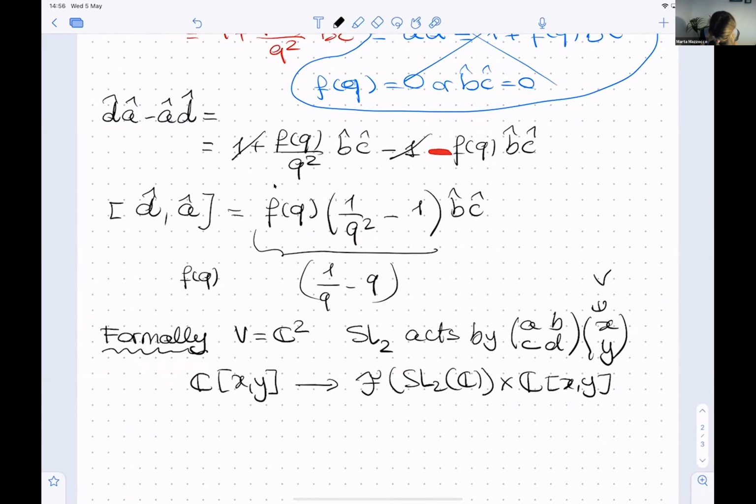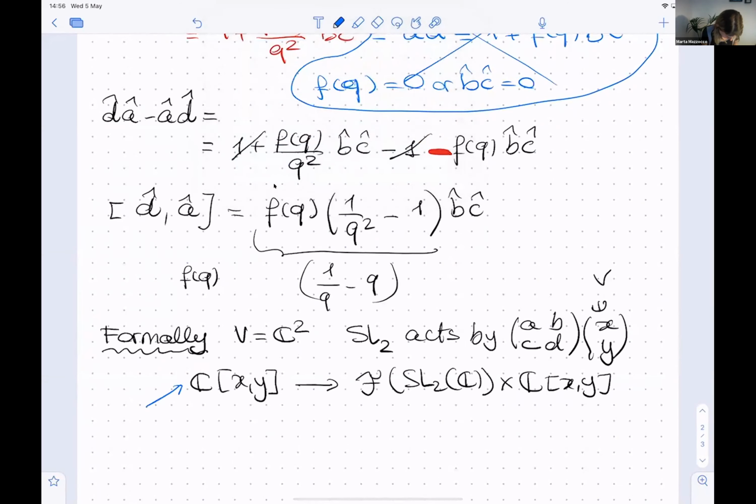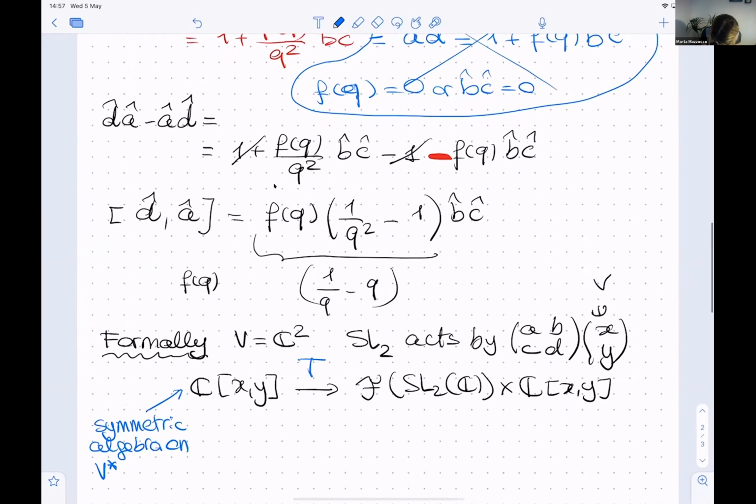So what I'm doing here, this guy is just simply the symmetric algebra on V star, which is identified with V. And so it's the algebra of polynomials in V. And what we do, we fix a T. For every fixed T, we associate to a vector X, Y, to X and Y. I mean, let me write it this way.